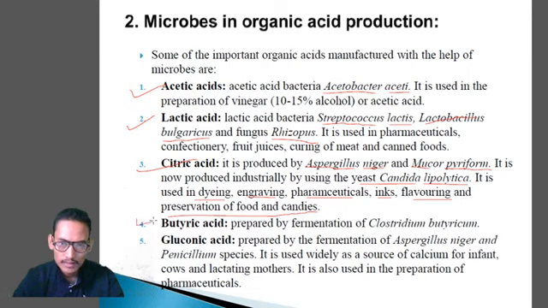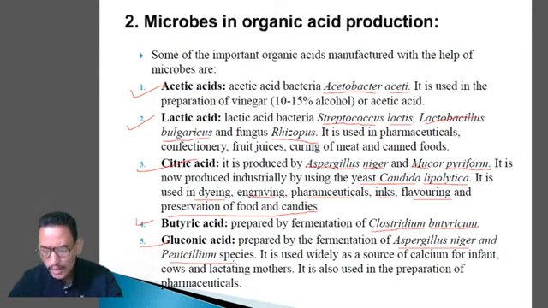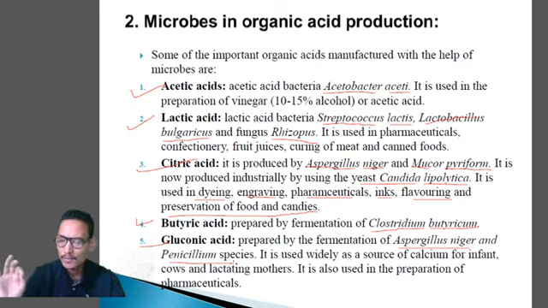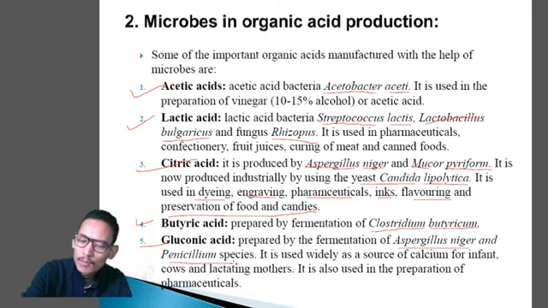Next one, organic acids. We have butyric acid, which is prepared by the fermentation of Clostridium butyricum. Then gluconic acid, which is prepared by the fermentation of Aspergillus niger and Penicillium species. It is used widely as a source of calcium for infants, cows and lactating mothers. It is also used in the preparation of pharmaceuticals. So these are the roles of microbes in organic acid production. Just remember the names of the microbes and their uses.